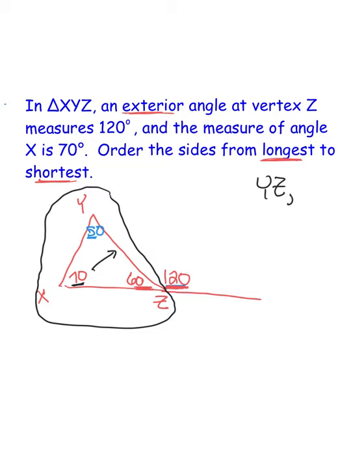Now, find the next biggest angle. The next largest angle is 60. So I'm going to go across. Sorry, XY. And then the shortest side is going to be opposite the smallest angle. So this is the smallest angle. If I go across, XZ is the smallest side. Sorry, I stuttered there a bit.